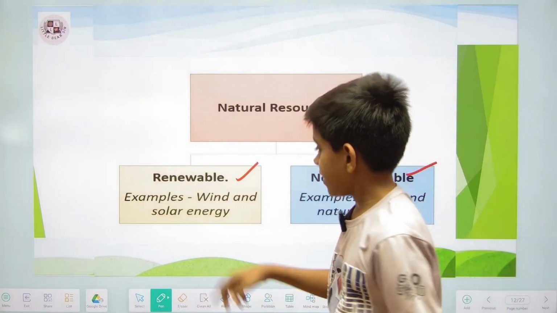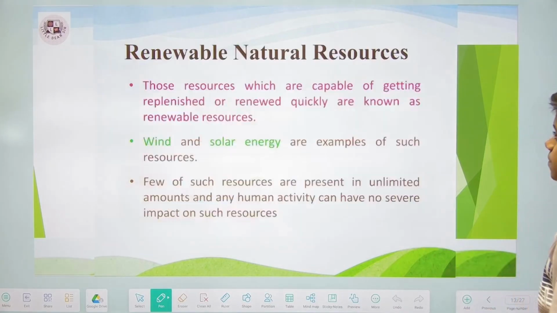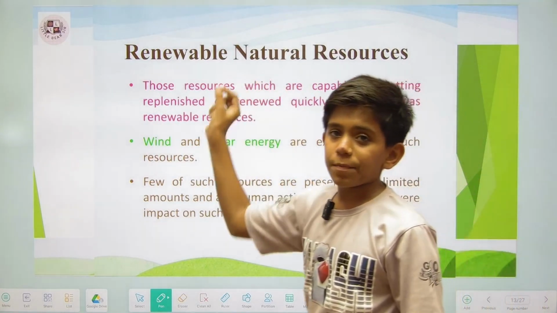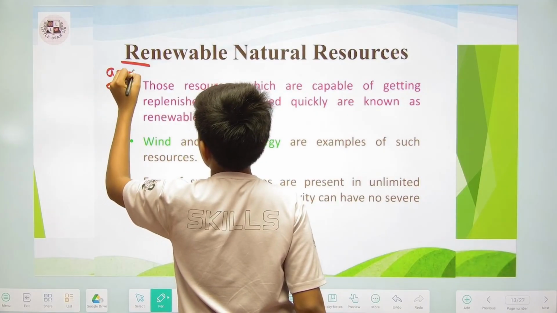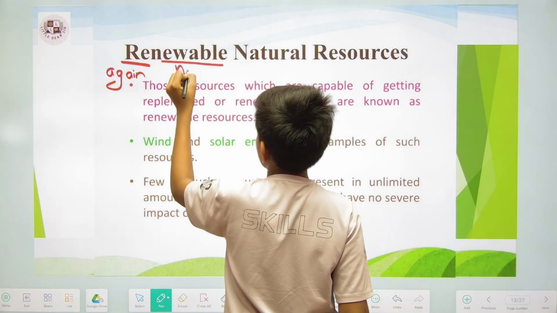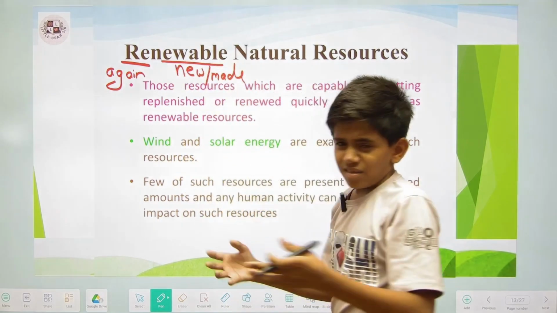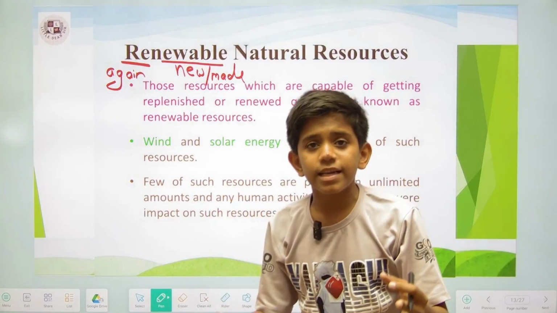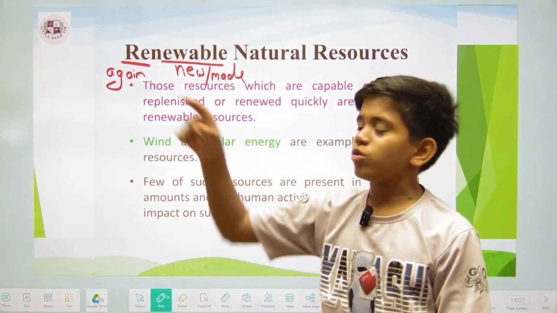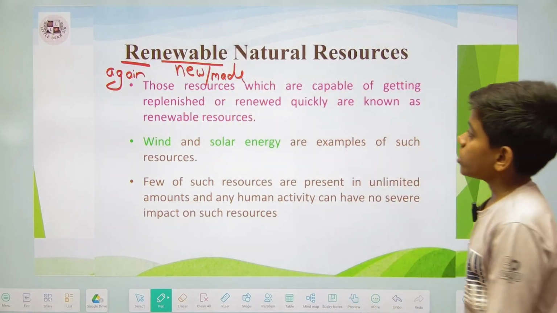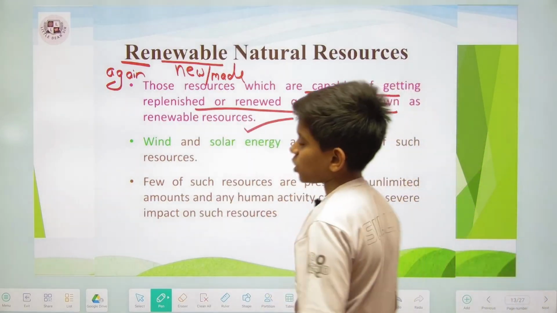What is this? Let's see. Examples are wind and solar energy, and coal and natural gas. First, renewable. Renewable. New or made again. In the word itself you can understand that the resources which can be made repeatedly are known as renewable natural resources. Those resources which are capable of getting replenished or renewed quickly are known as renewable resources.